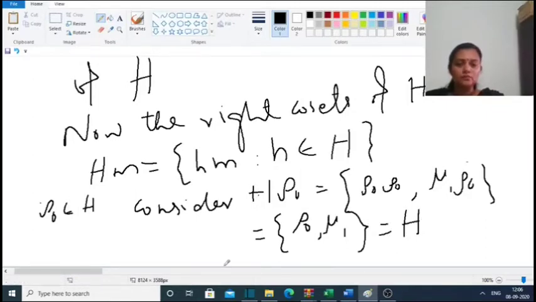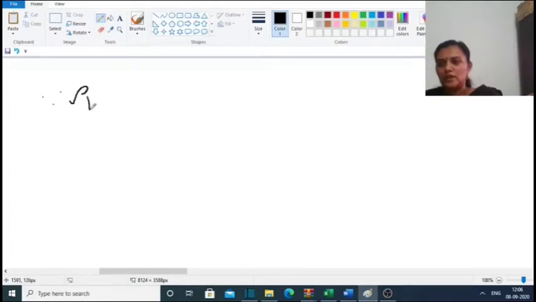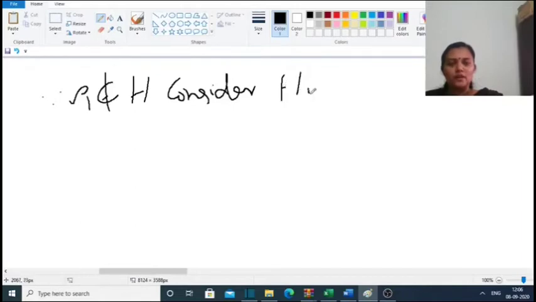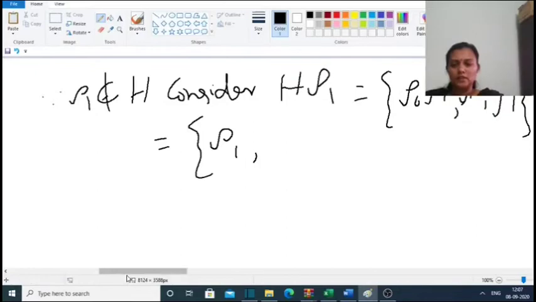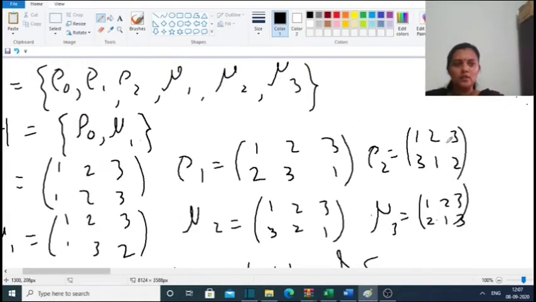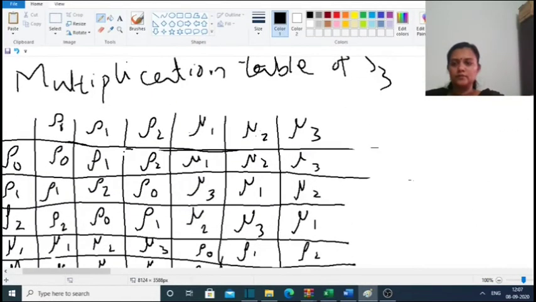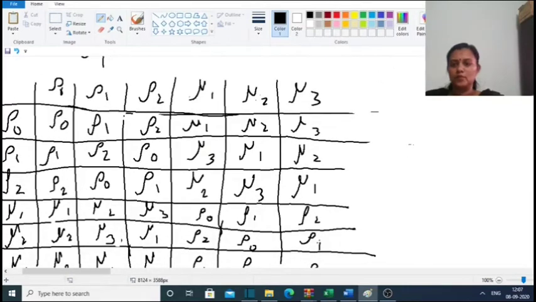Now since rho 1 is not an element of H, consider H rho 1, which is equal to rho naught rho 1, mu 1 rho 1, which is equal to rho naught rho 1 is the same as rho 1, and mu 1 rho 1 is, we have the table here, mu 1 rho 1 is equal to mu 2.